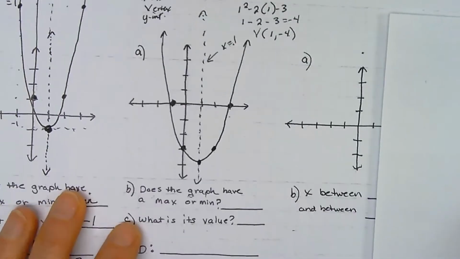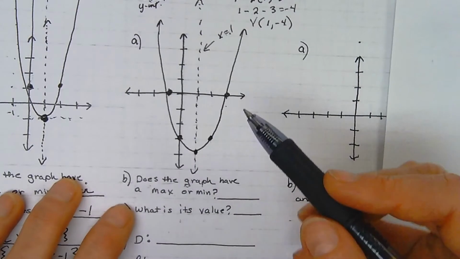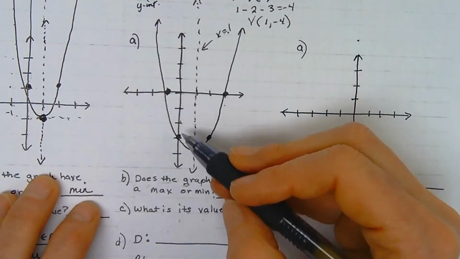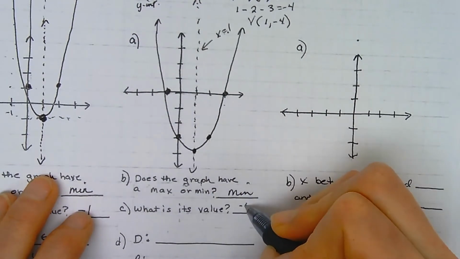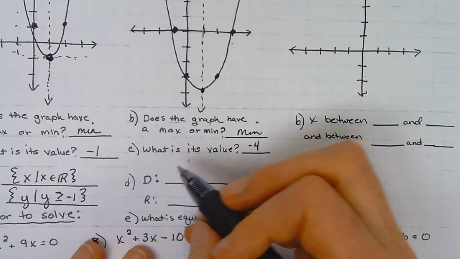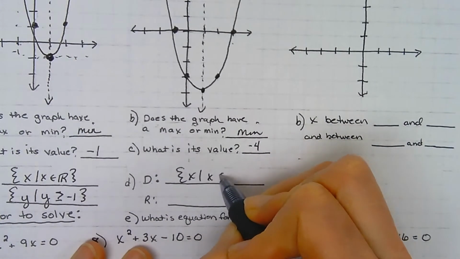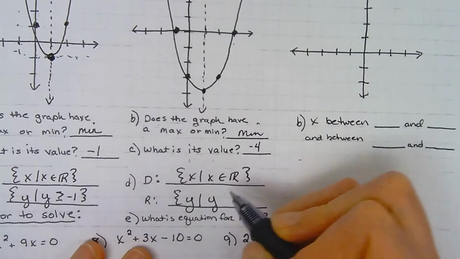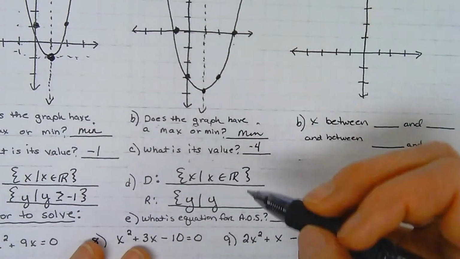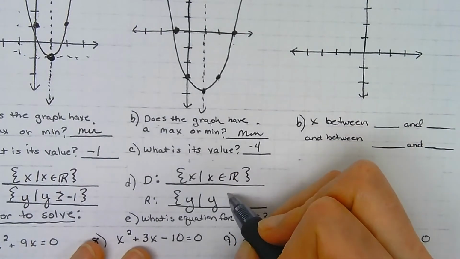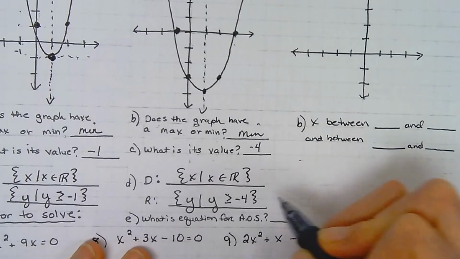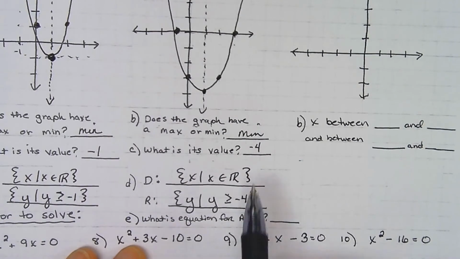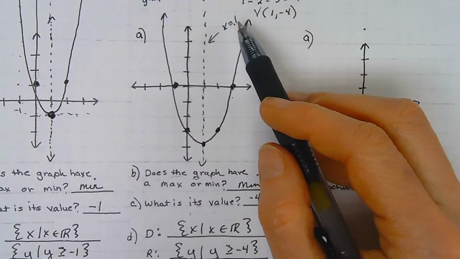Does this graph have a maximum or a minimum? Yes, it certainly does. It has a minimum. And its value is negative 1, 2, 3, 4, negative 4. The domain: x, such that x is an element of all the reals. Range: y, such that y is greater than or equal to that minimum value of negative 4. 1, 2, 3, 4, yeah. Greater than or equal to negative 4. I asked you here, what is the equation for the axis of symmetry? X equals 1.